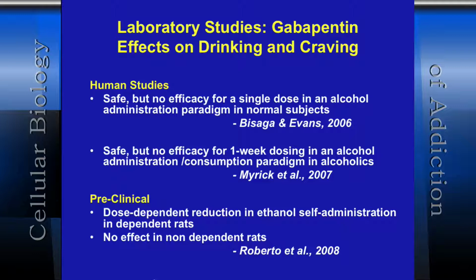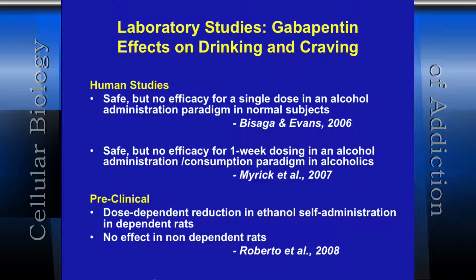In one study, it was used in normal subjects. Now, normal subjects would not have the recruitment of CRF and stress systems that we were hypothesizing gabapentin would normalize in alcoholism. So we weren't worried about that. And it takes 7 days to reach steady state, so a single dose didn't shake us too much either.